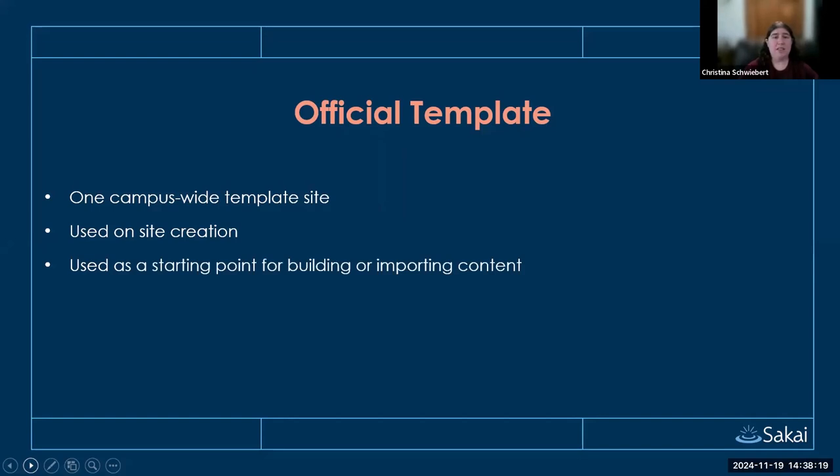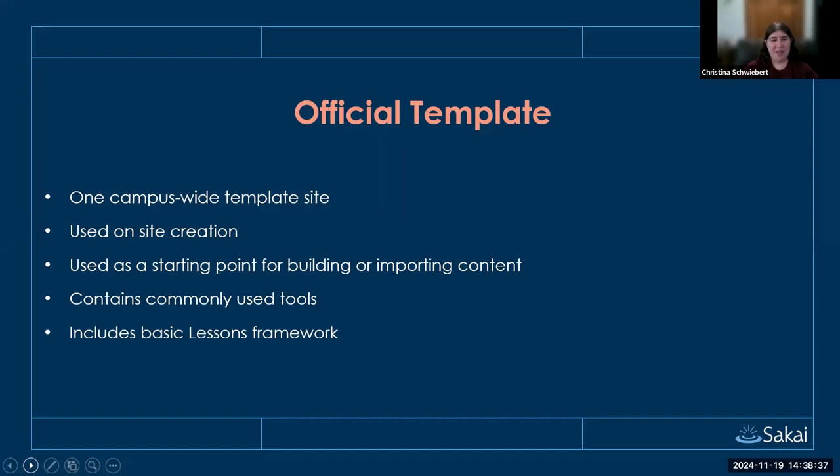So it just has no actual content in it. It contains our set of commonly used tools, so resources, assignments, tests and quizzes, discussions, messages. It does include a very basic lessons framework. You know, lessons, as we mentioned in the trivia, you can have as many lessons pages on the left as you want, and you can name them whatever you want. At Northwest State, Christina will let them have two, and they shall be named Start Here and Course Content. So those are what's included in that official template.